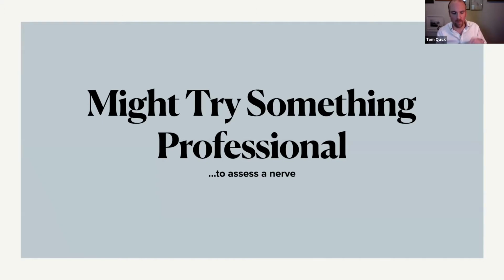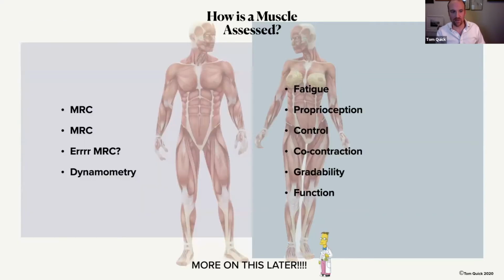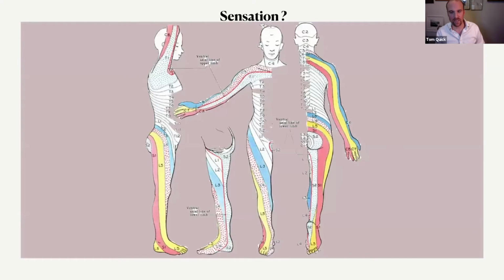There may be a motor drop with those big, heavy fibers being damaged, but if you can say there's sympathetics there and some light touch, then you know the nerve's in continuity, at least to some extent. Muscle function, we're going to come back to this later as I geek out, but how do we assess muscle function? I'll come back to this later.